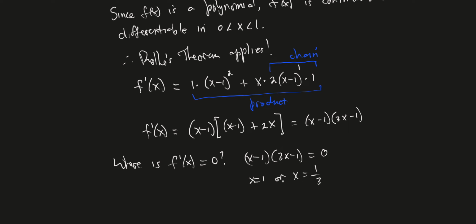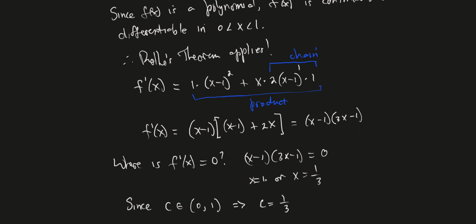So which of these? We can't use this value because this is one of our endpoints. Rolle's theorem says that the value of x that's guaranteed is somewhere in the open interval. So it's not this, right? So since I'll say c has to be in the open interval 0 to 1, this implies that the number that's guaranteed by Rolle's theorem is 1/3. So c is equal to 1/3.